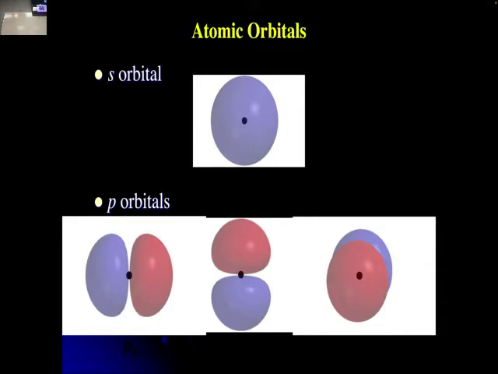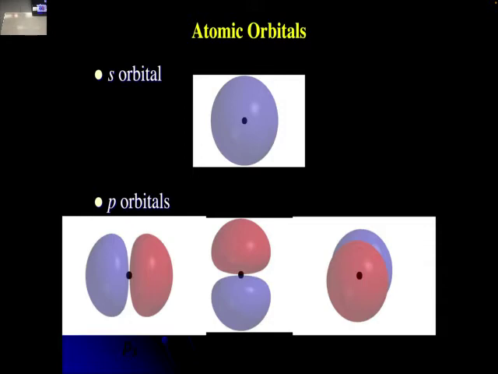The electron can be on the blue side, it can be on the red side, but it can never be in the middle. Never, ever be in the middle. There's zero probability of finding an electron in a p orbital near the nucleus. Is that true for the s orbital? No. In the s orbital, the electron can actually get very close to the nucleus. Okay? So that's the difference.